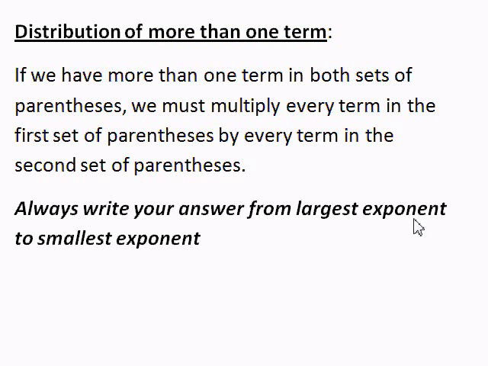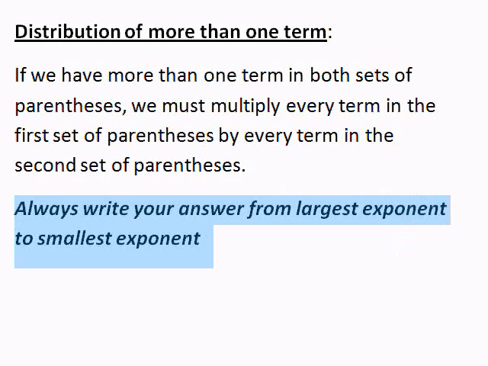We're going to start off by talking about what distribution looks like if you have more than one term. If you have more than one term in both sets of parentheses, we must multiply every term in the first set of parentheses by every term in the second set of parentheses. When we write our final answer, we must always write our answers from largest exponent to smallest exponent.